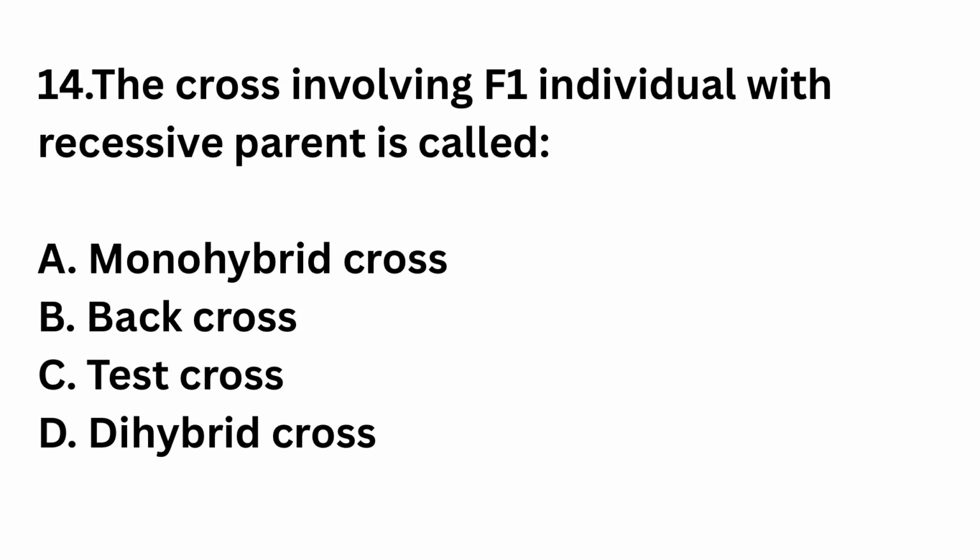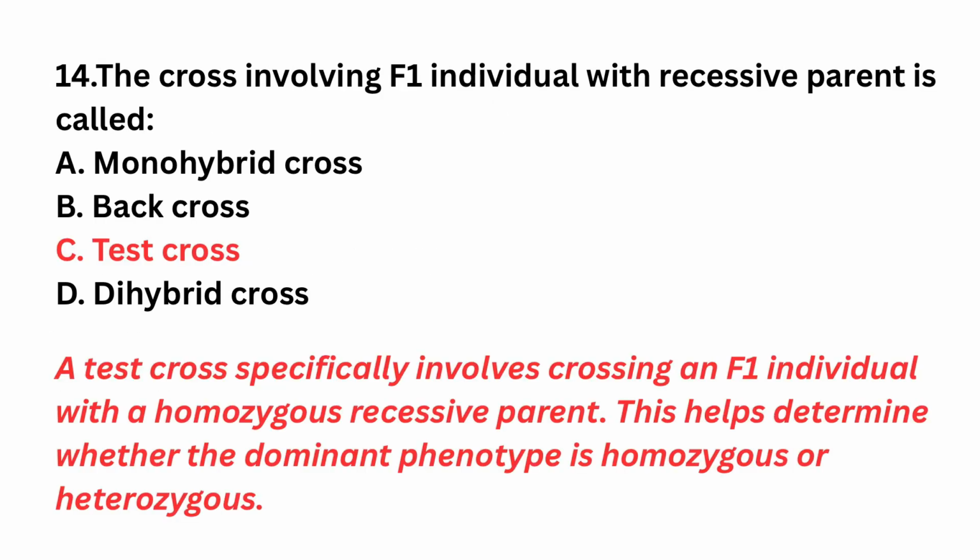The cross involving F1 individual with recessive parent is called: monohybrid cross, back cross, test cross, dihybrid cross. The right answer is option C, test cross. A test cross specifically involves crossing an F1 individual with a homozygous recessive parent. This helps determine whether the dominant phenotype is homozygous or heterozygous.